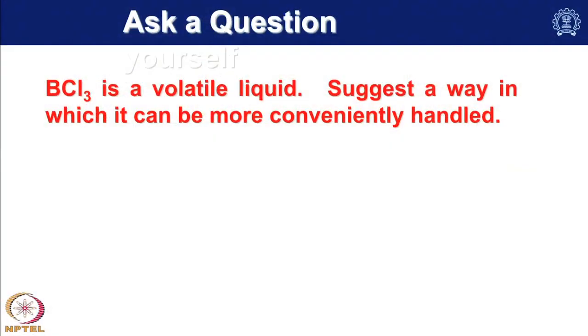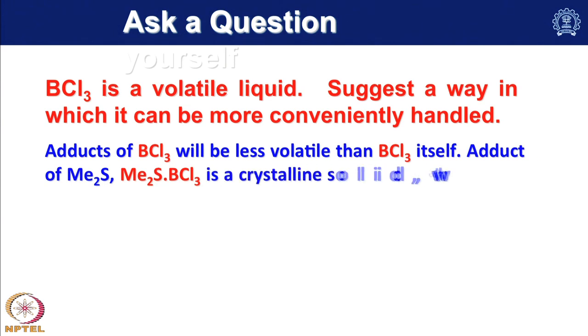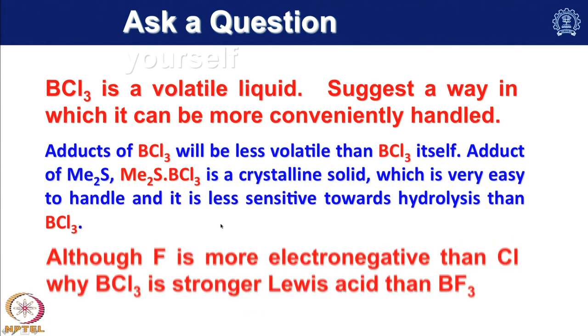So, last question: BCl3 is a volatile liquid, suggest a way in which it can be more conveniently handled. If it is a liquid and volatile, it is more reactive and very difficult to handle. What we can do is make an adduct, for example with SMe2; we should not use a stronger Lewis base. For example, an adduct with dimethyl sulfide is a crystalline solid which is very easy to handle, and it is less sensitive towards hydrolysis than BCl3, so we can do weighing and all those things easily.